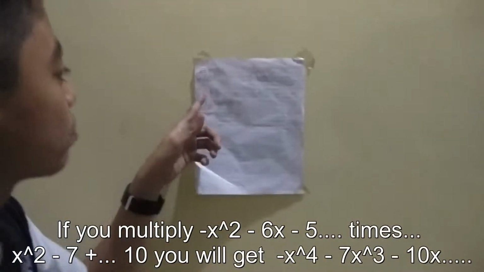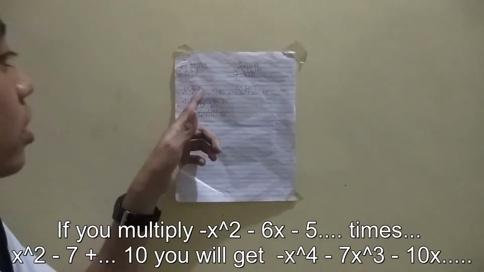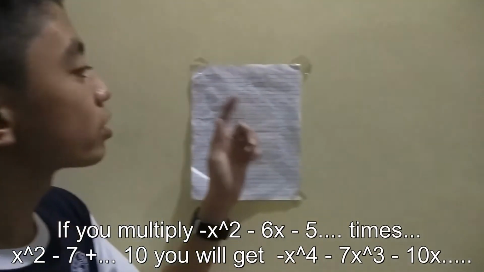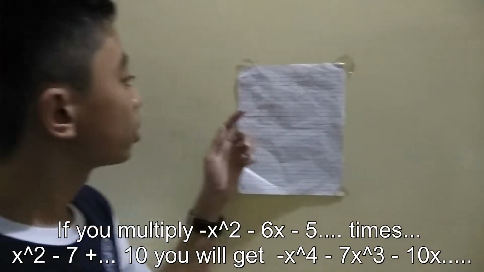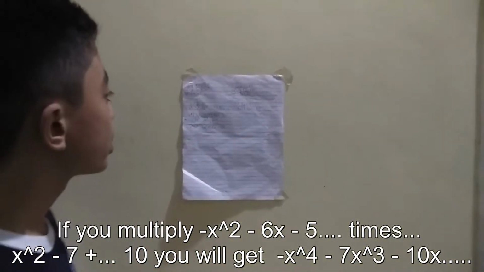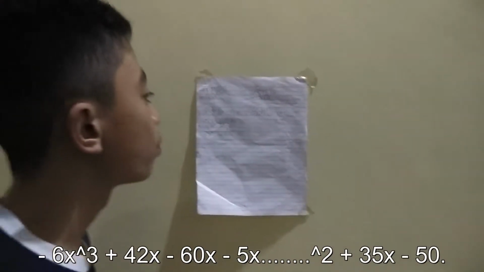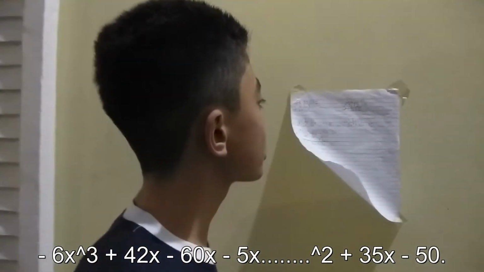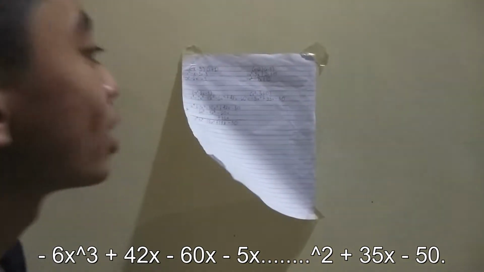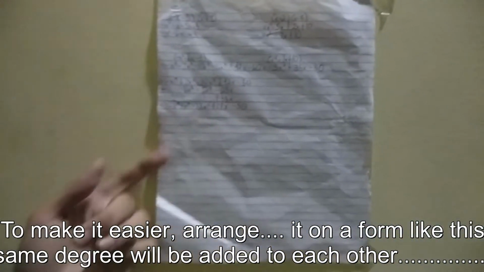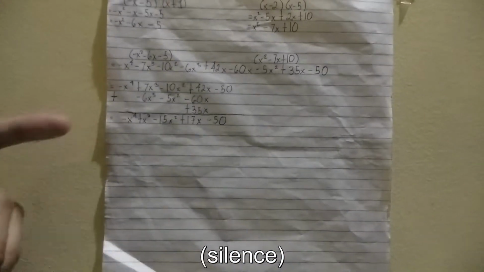If you multiply negative x squared minus 6x minus 5 times x squared minus 7x plus 10, you will get negative x raised to 4 minus 7x cubed minus 10x squared minus 6x cubed plus 42x minus 60x minus 5x squared plus 35x minus 50. To make it easier, arrange it in a form like this. Same degree will be added to each other.